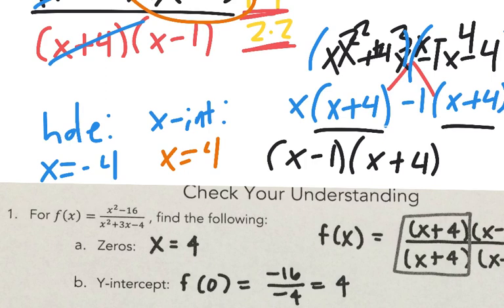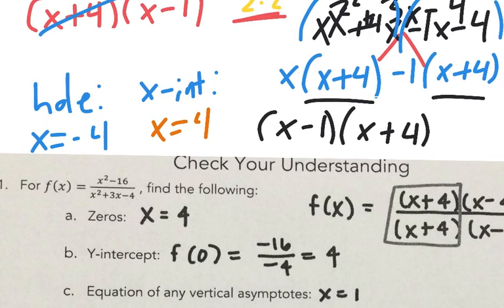Next, where are the vertical asymptotes? Those are given by the factors in the denominator that didn't cancel. So this one didn't cancel out, so it's going to be a vertical asymptote. Think about setting it equal to 0. X minus 1 equals 0. That means x equals 1 is my vertical asymptote.